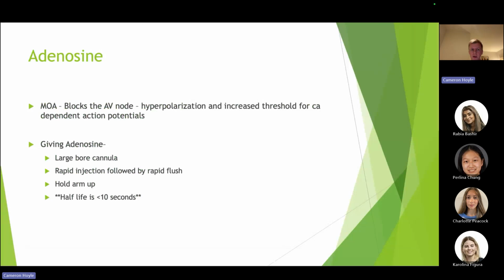Okay, so we're coming towards the end. So I just thought I'd touch a little bit on adenosine first. You'd all know that it blocks the AV node. That's the principle of how it works. It causes hyperpolarization and essentially an increased threshold for the action potentials, meaning that there's no action potentials that are conducted through it. The practicalities of giving adenosine. So it comes in, unhelpfully, small ampules that you then have to add together.